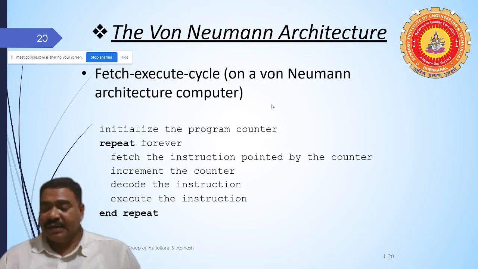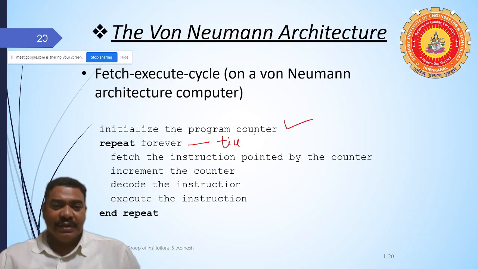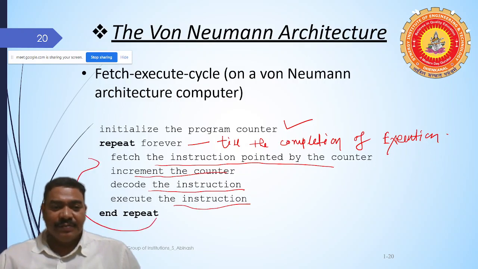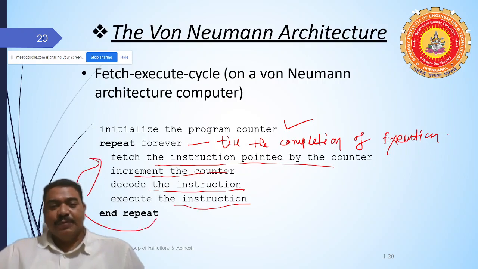So what is the algorithm? Initialize the program counter, then repeat forever, that means till the completion of execution: fetch the instruction pointed to by the counter, increment the counter, decode the instruction, execute the instruction, and repeat. This process is known as the CPU fetch cycle.